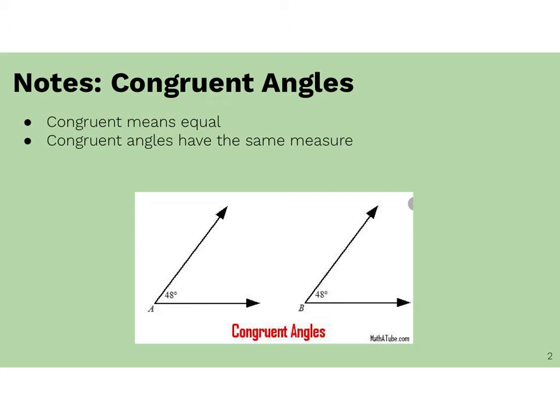Okay, so I'm just going to walk you through the vocabulary for this lesson, which there's only 3 vocab words we're focusing on. The first is congruent. Congruent angles, so congruent means equal. So congruent angles have exactly the same measure. So if you look at angle A, it's 48 degrees, which means it's congruent to angle B, which is also 48 degrees. So congruent is just another word for equal.